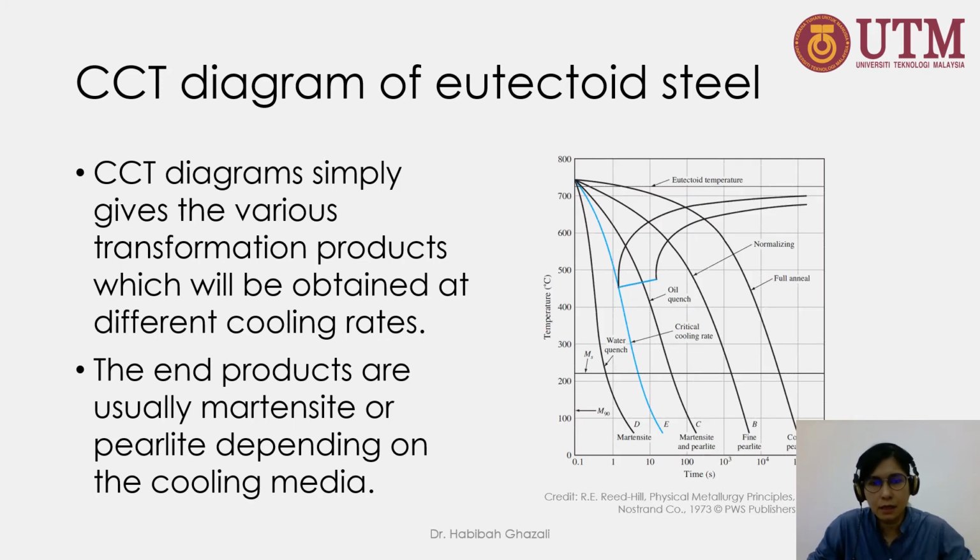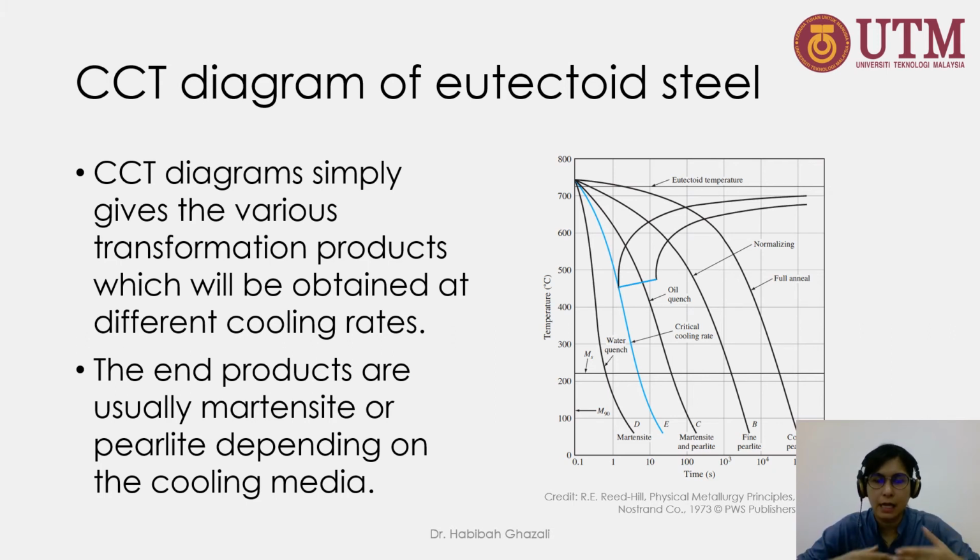So here is the CCT diagram for the eutectoid steel. This has been polished from what you have seen in the previous slide. From what you can observe here, if you have a very thin film of eutectoid steel, like a knife or something like that, and you quench it in water, water will give it a higher cooling rate. So the end product for that thin film will be martensite. Your thin film eutectoid steel will be very, very hard.